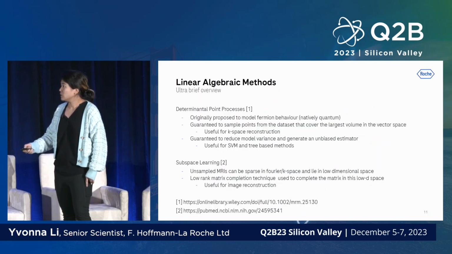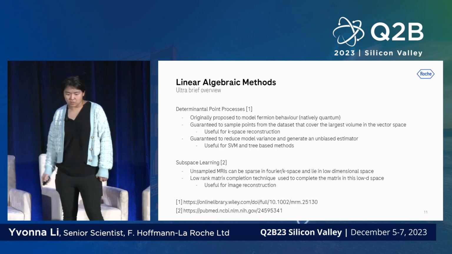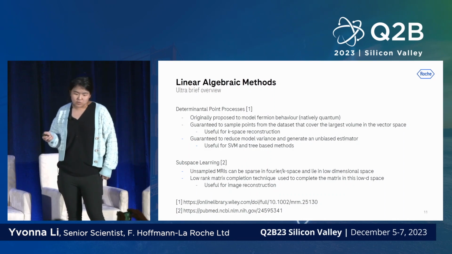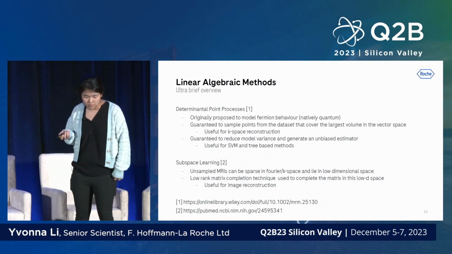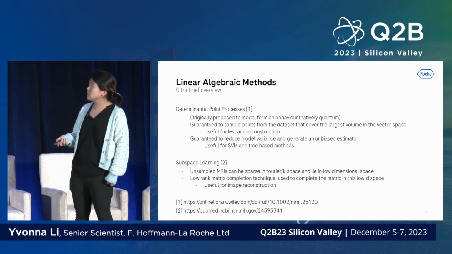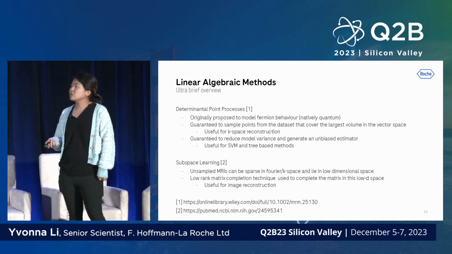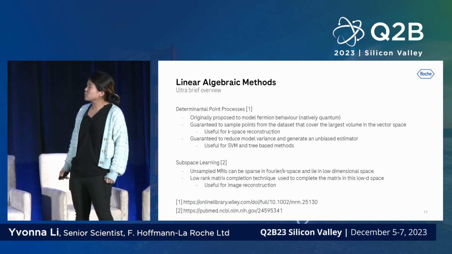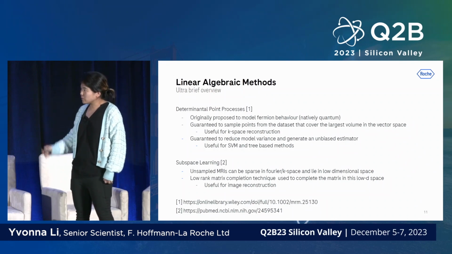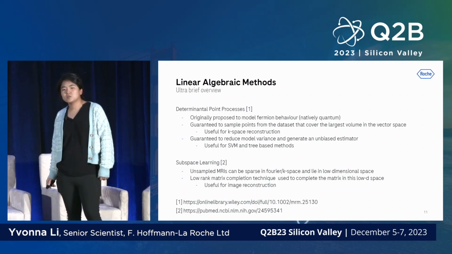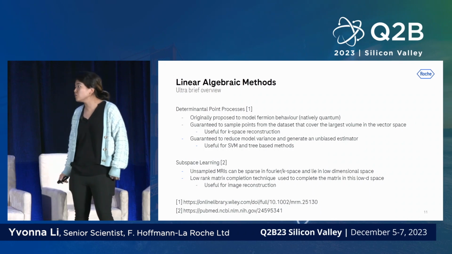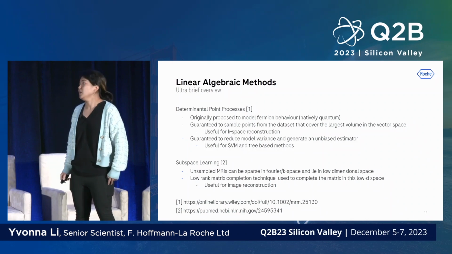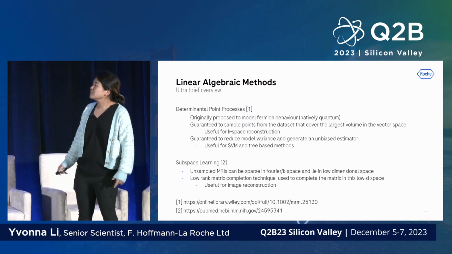So this is the last slide on this project, which I find super interesting. I already took a little bit of a deep dive into the deep learning methods. And here with the, let's say, linear algebraic methods, we are looking into the determinantal point process, which is a model that was actually originally proposed to model fermion behavior. So you can argue that this is a method that's natively quantum.